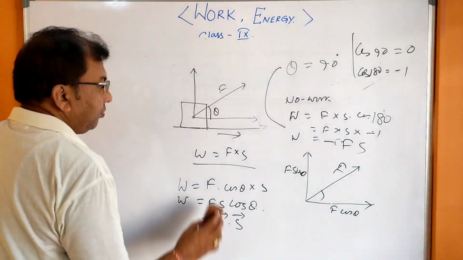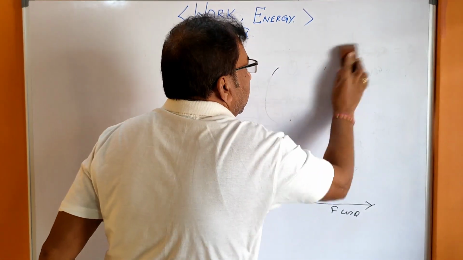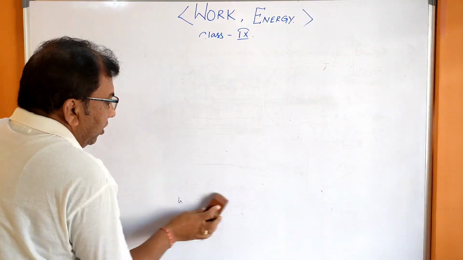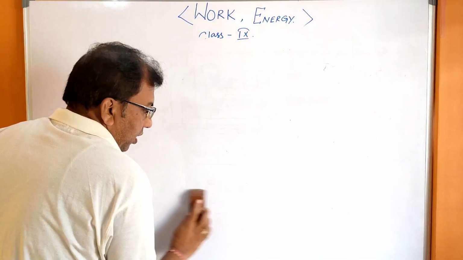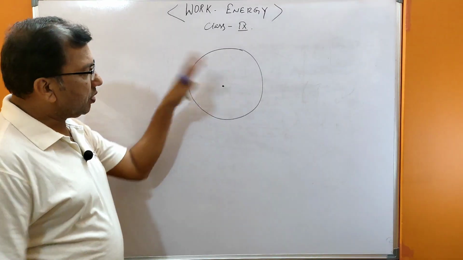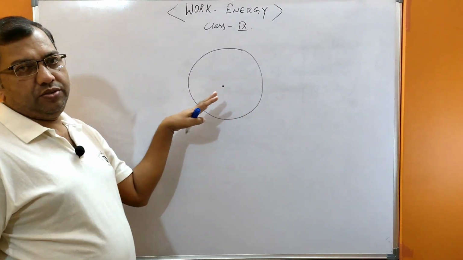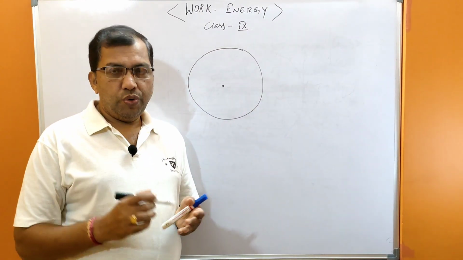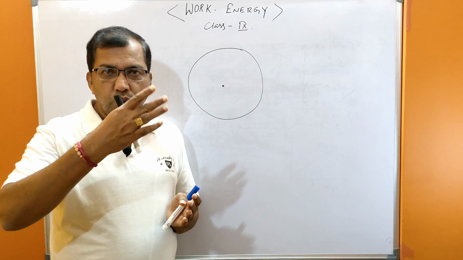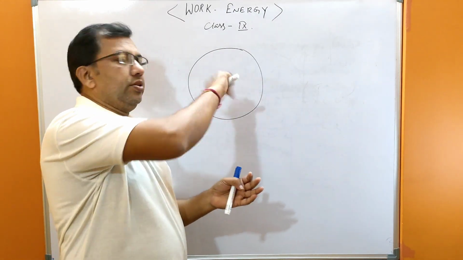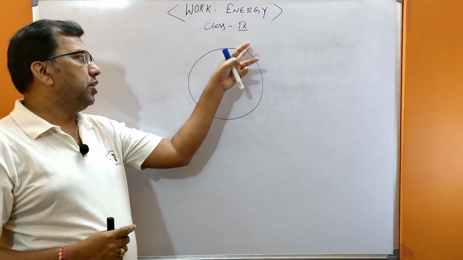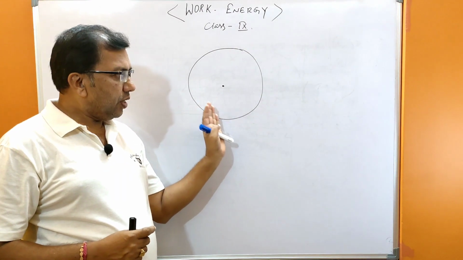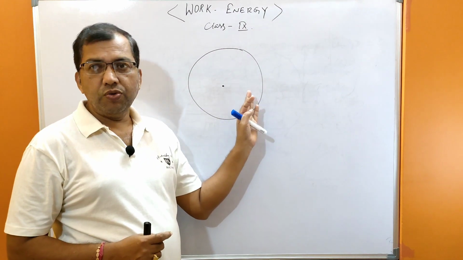Okay, next, the last discussion of today. I am doing it quickly because I have to go, but I will not go further. So we have reached the last discussion. The question is: when a stone is rotated in a horizontal circular path, what is the work done?